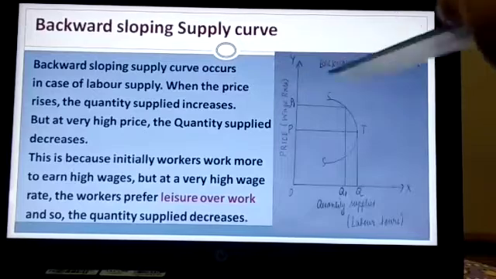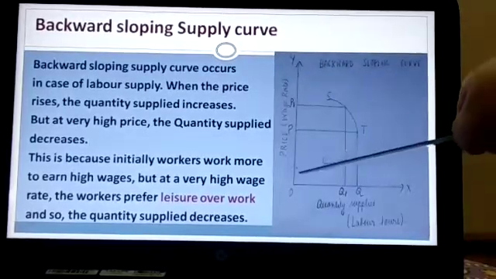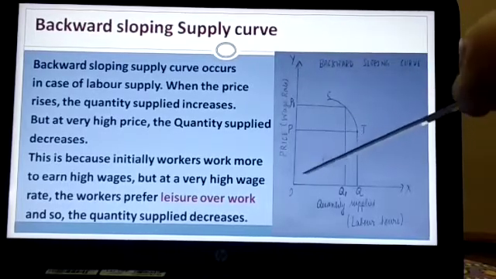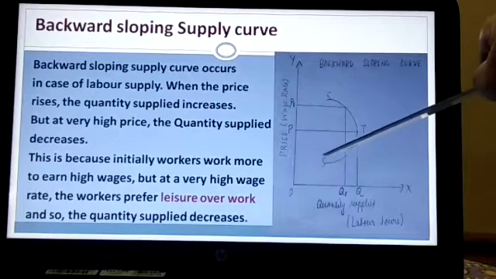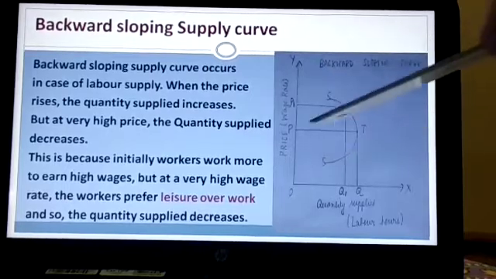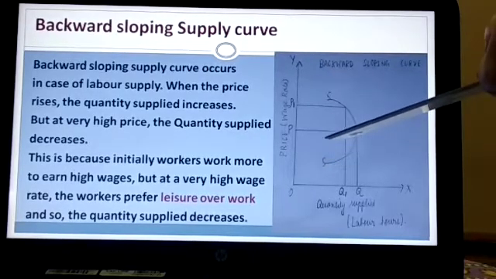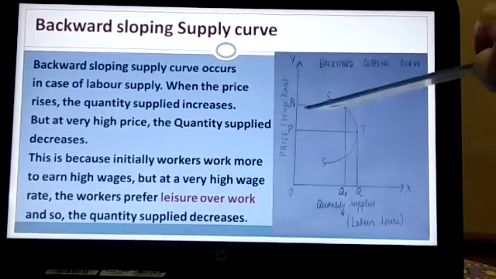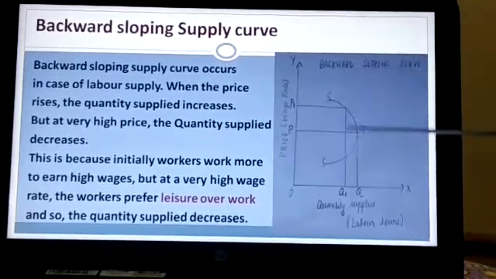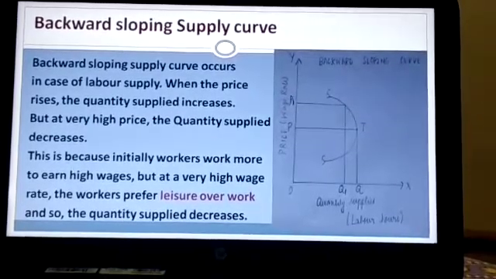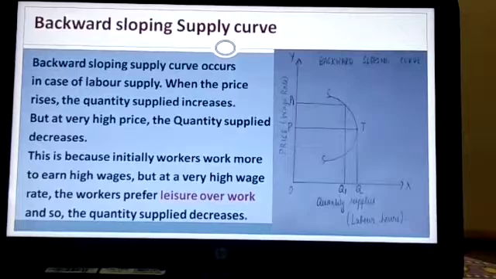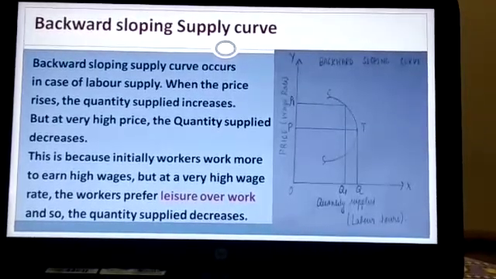The curve is like this, so it is backward sloping. Let me explain. Initially, you will start the curve from here. Initially the producer is increasing the supply. It means that initially at higher rates, he is ready to work more. A point will come. This is the turning point. This is the SS curve and this is the turning point T. At this point T, he has stopped working. Now from this point onwards, he will prefer leisure over work and the quantity supplied will decrease.